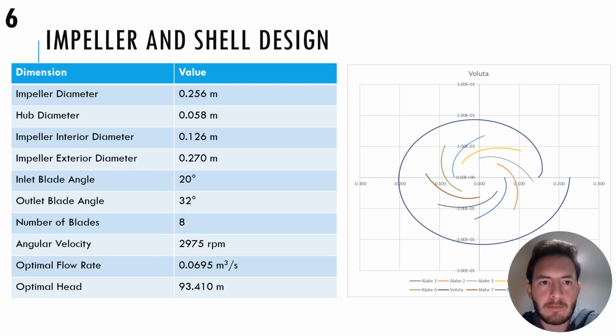In order to do the impeller and shell design, the operation curve provided by the manufacturer of the pump was used. We utilized the optimal flow rate and the optimal head provided by the operation curve in order to design the parameters and dimensions of the pump shown in the table. We can also see a rough sketch of what the pump would look like. After this, we proceeded to do the pump in the CAD model.